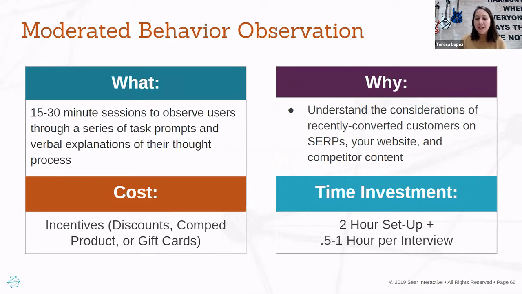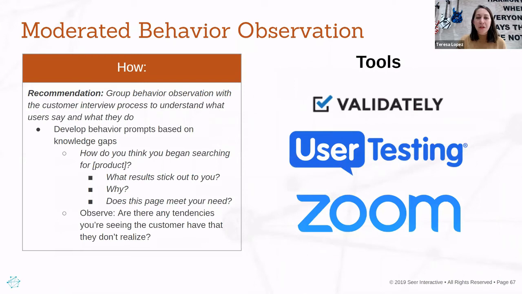I think there's a huge gap in knowledge of what actually happens on the SERP. We know we put ads out there, we see click-through rate, but we don't really know why any of that's happening. And these moderated behavior sessions allow us to get to that why. Similar to interviews, the cost is going to be an incentive, or if you use a platform, that's also going to be part of the cost. But let's get into some of the things that we want to ask when doing these observations.